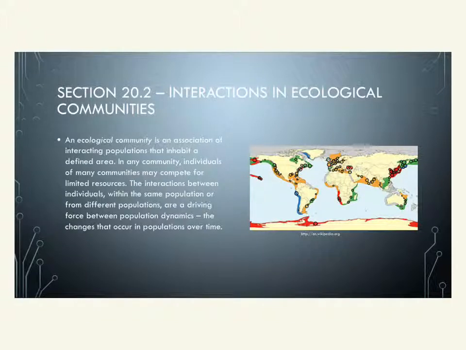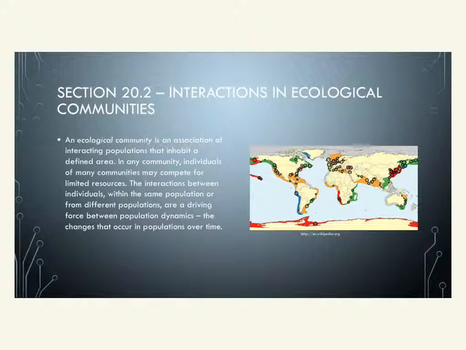Okay, so this video is on section 20.2, which is about interactions in ecological communities. By ecological community, we mean an association of interacting populations that inhabit a defined area. Within a community, individuals may compete for limited resources, and that competition, those interactions between individuals, both individuals of the same population or from different populations, are a driving force behind population dynamics, or how those populations change over time.